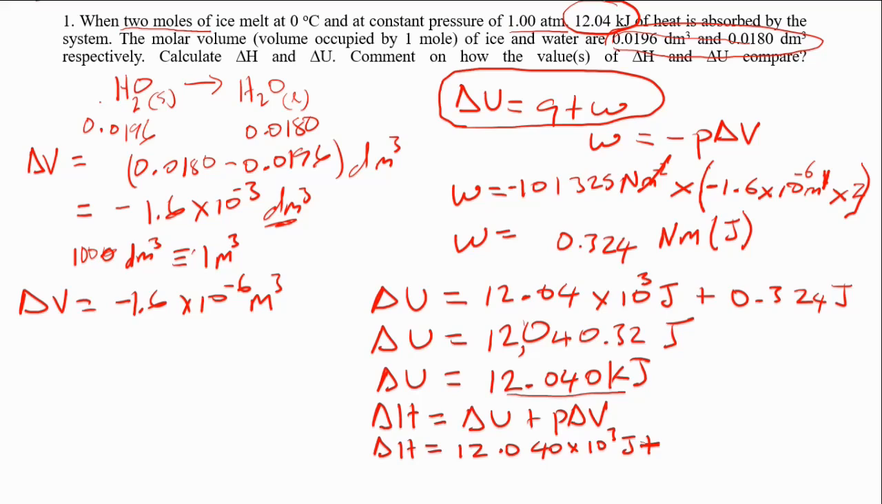Well, we know delta V and we know the pressure. The pressure is 101,325 newtons per square meter. And we know delta V to be minus 1.6 times 10 to the minus 6 meters cubed. But don't forget, you need to multiply this by 2.